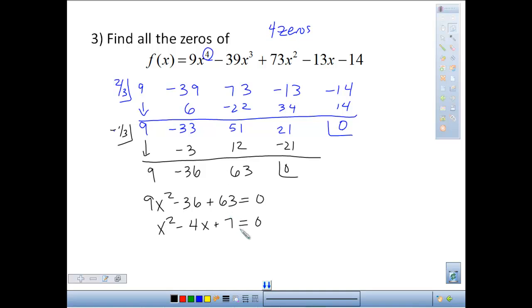So once I've done that, I can see, is it factorable? Well, unfortunately, there are not two numbers that multiply to 7 that add to -4. So I know I'm going to have to use the quadratic formula here. So I'm going to go ahead and plug it in. So I've got negative b plus or minus the square root of b squared minus 4 times a times c, all over 2a.